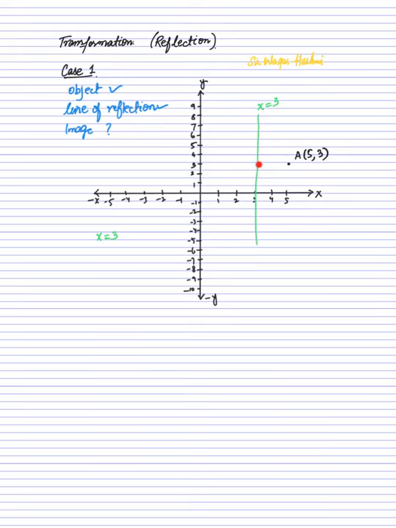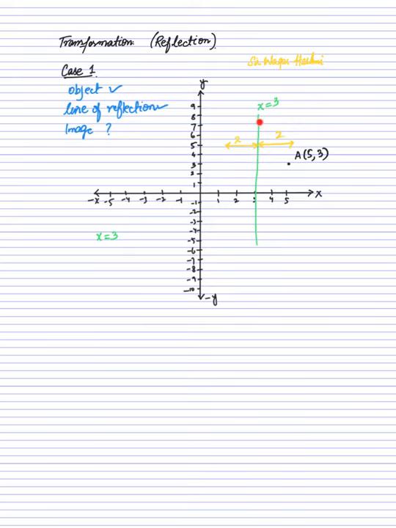Now we need to see the distance from the line of reflection to the point. Here the value of x is 3, and here the value of x is 5. That means the difference between these two is 2 units: 5 minus 3 is 2 units. If this distance is 2 units, then this distance should also be 2 units, because the line of reflection is a line that divides the shape into exactly 2 equal parts.